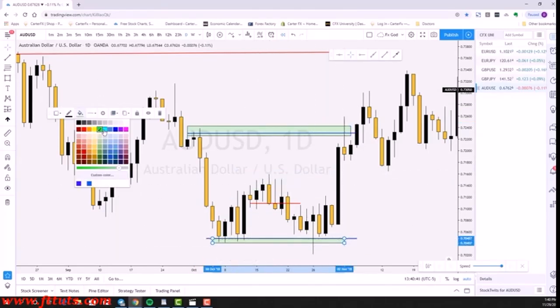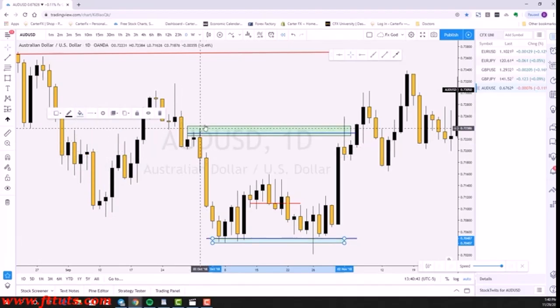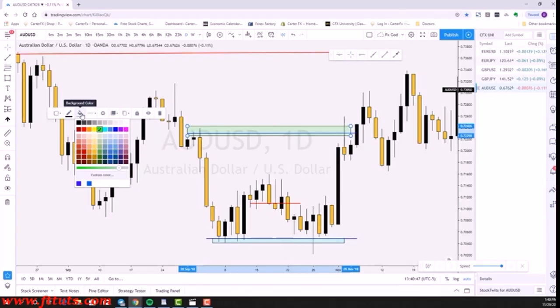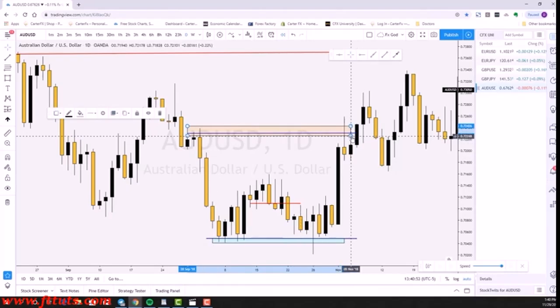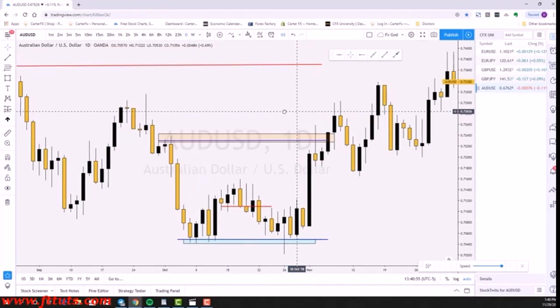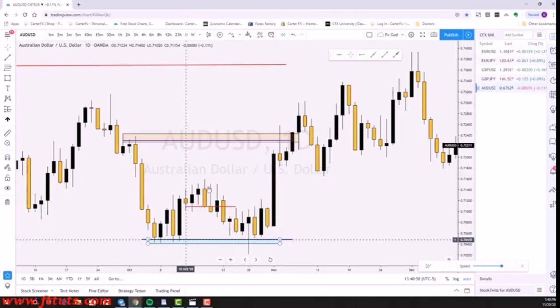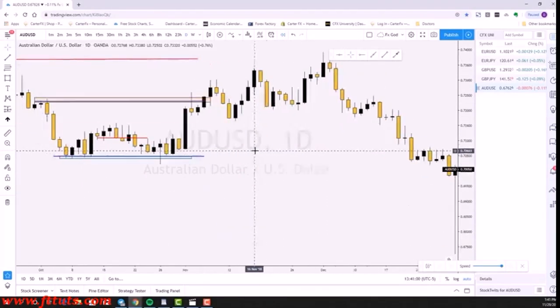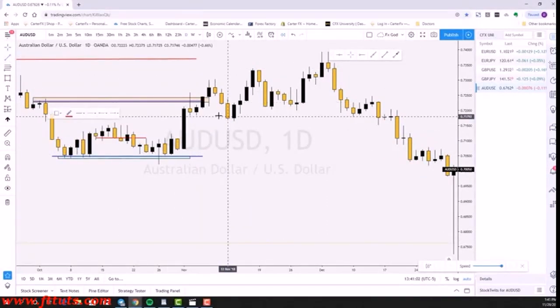Typically for me, I color coordinate my supply and demand with blue or green, specifically speaking towards demand. And I like to color coordinate my supply with red or with orange, specifically speaking towards supply. All right. So once again, green and blue, red and orange, and now getting back into support.